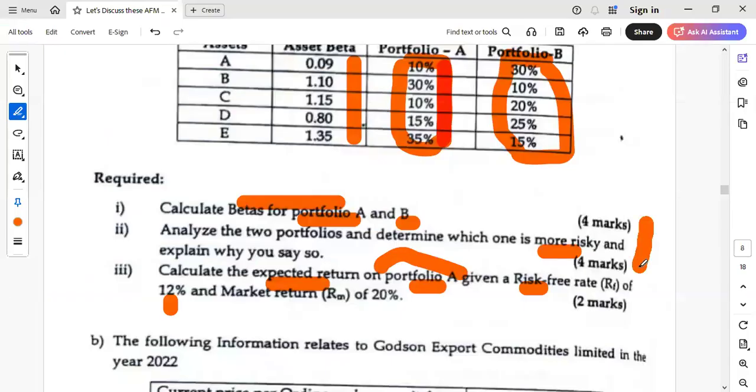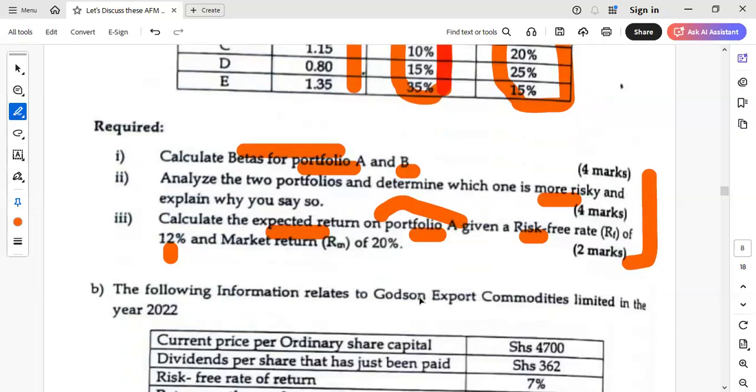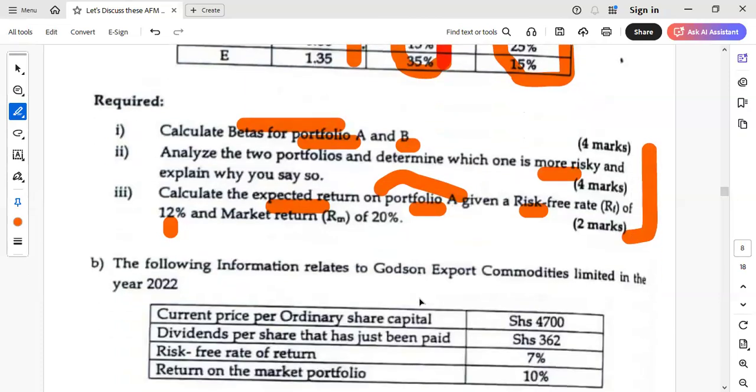How many marks? You have 10 marks so far. Clean one. You can score these marks within 10 minutes. You know what you're doing. Part B.